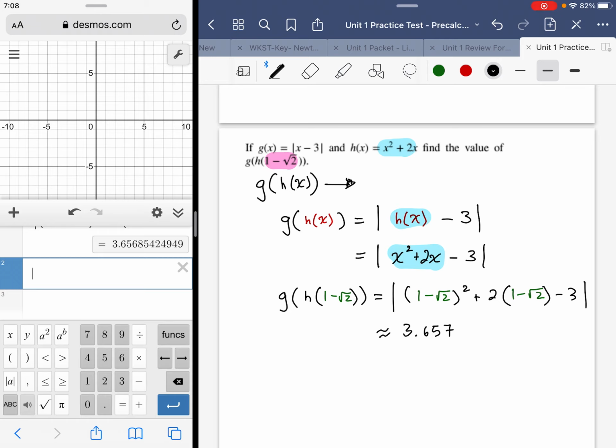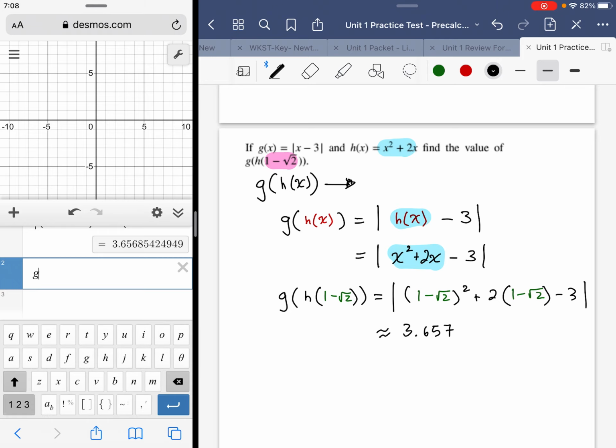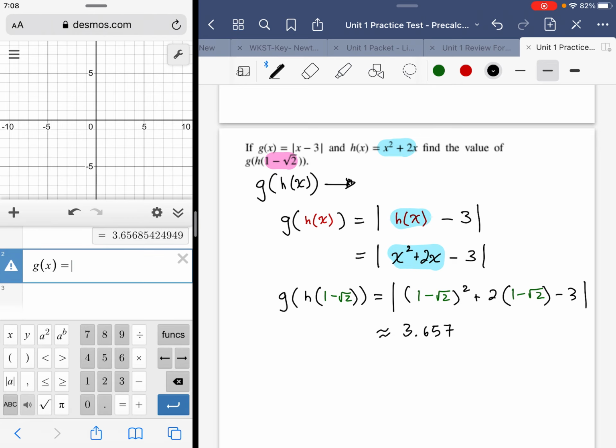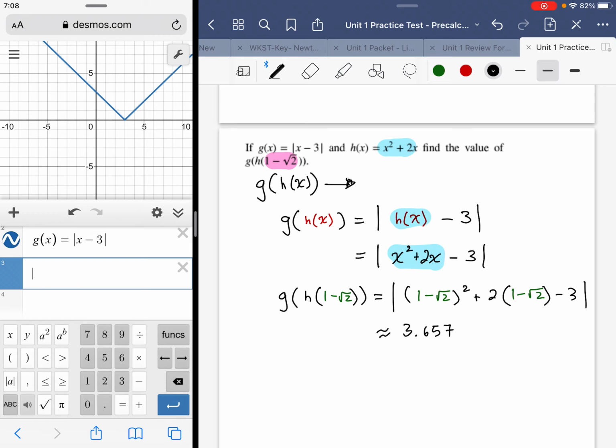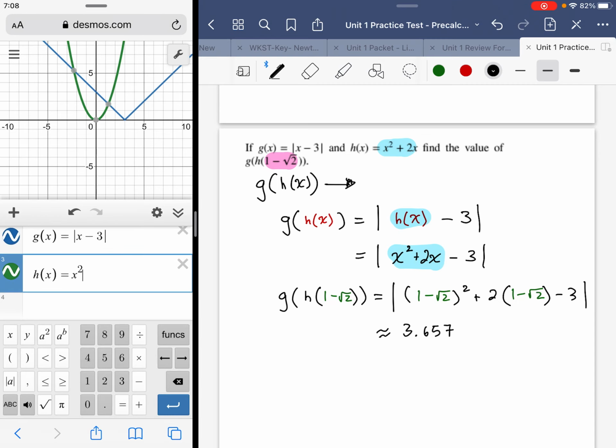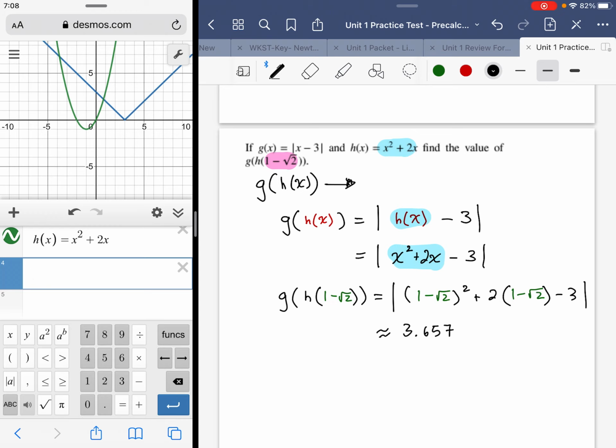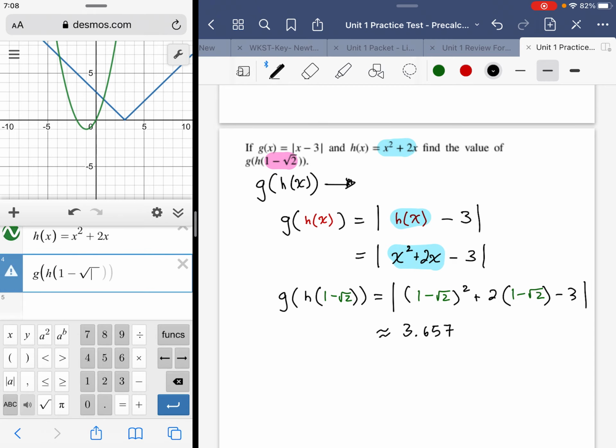All right, I mentioned there was another way to do it. The other way to do it would be to type in your original g of x, so absolute x minus 3, type in your original h of x, x squared plus 2x. And then just type in the expression they give you, g of h of 1 minus the square root of 2.